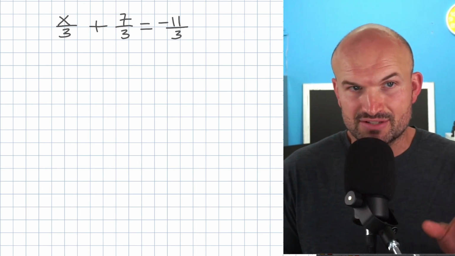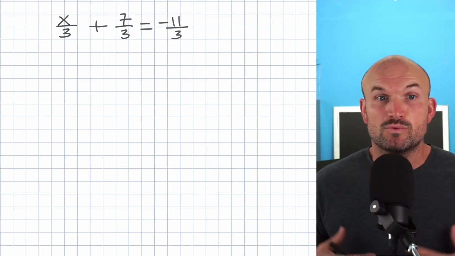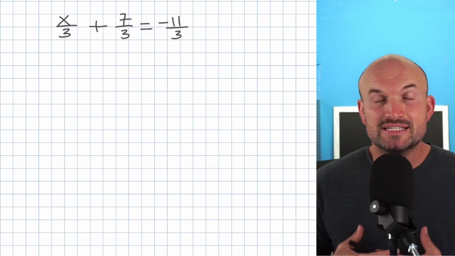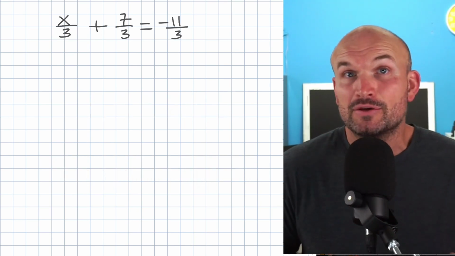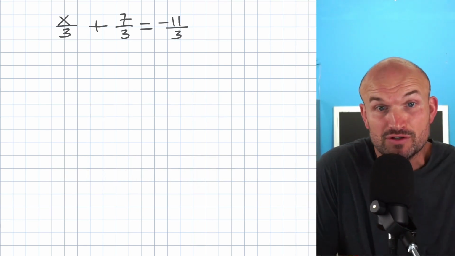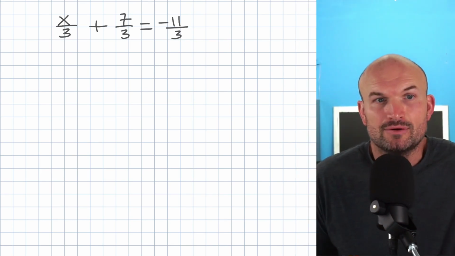So let's take a look at this first example here. In this example, I have x over 3 plus 7 over 3 equals negative 11 over 3. One thing I recommend to students when we are dealing with problems with fractions is purely to get rid of the fractions. It's the fastest, the easiest, the best thing you can do, right? If fractions are what is confusing, if fractions are where you make your mistakes, then eliminate them. So how do we get rid of the fractions?